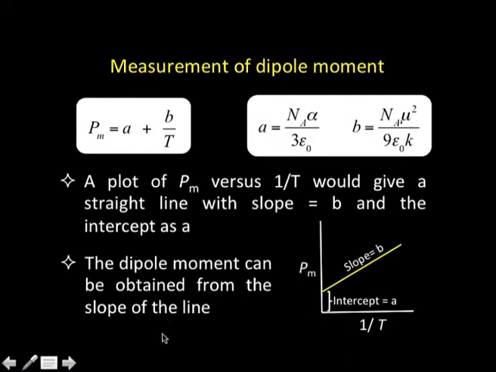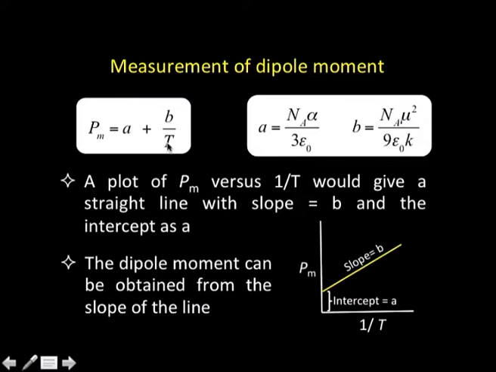So, that means the experimental setup is very straightforward. We determine the Pm at different temperatures and make a plot between Pm and 1 by T and get the slope of the line. And the slope of the line gives me the value of mu from this expression over here. But the question is, how do I get Pm?